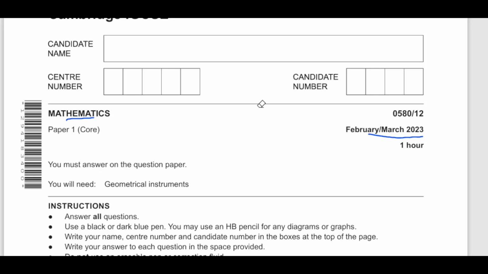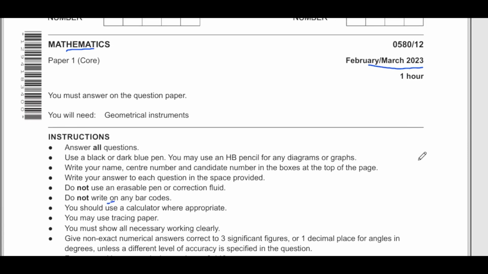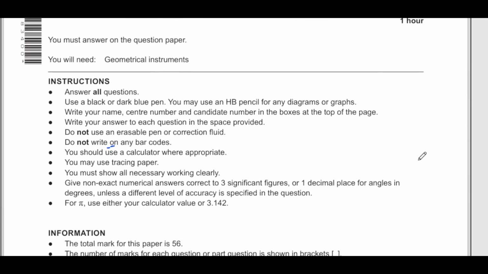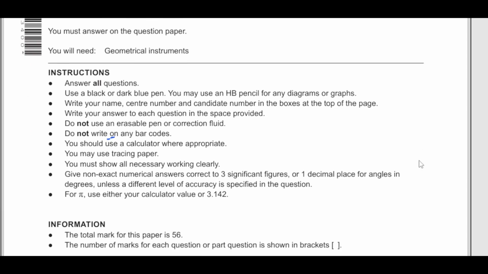Today we are going through Cambridge IGCSE Mathematics Paper 1-2 from Feb-March 2023. Time to complete for this paper is 1 hour, and here are the instructions. You can use a calculator in this. So the total marks of this paper is 56, as you all know that, right?